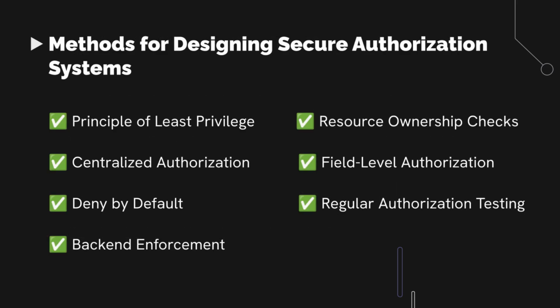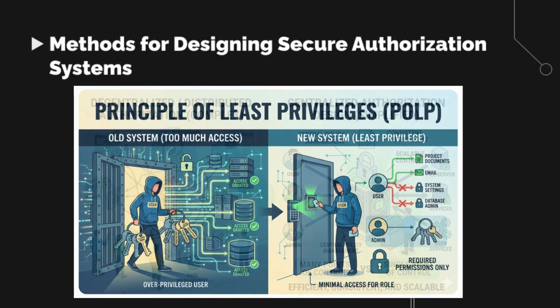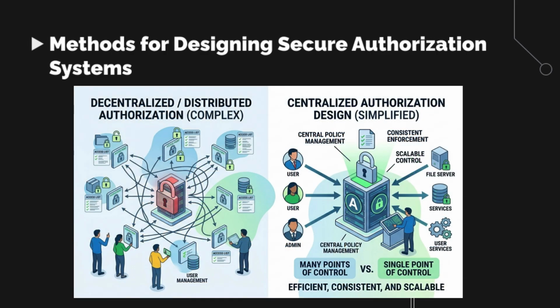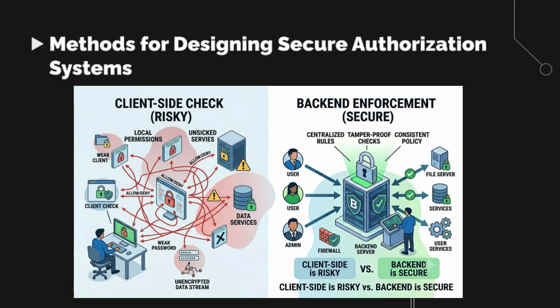So throughout this video, we have covered some of the most important methods for designing secure authorization systems. We have discussed the principle of least privilege, ensuring users receive only the permissions they truly need. We looked at centralized authorization, which helps keep access control logic consistent, maintainable, and easier to review. We covered deny by default, where access is blocked unless it is explicitly granted. We explored backend enforcement, ensuring authorization checks happen on the server and cannot be bypassed from the client side.